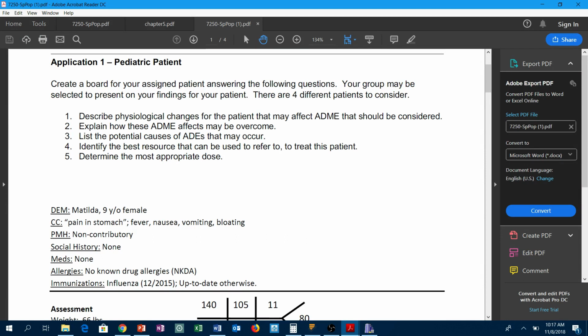So describe the physiological changes for the patient that may affect ADME that should be considered given the diagnosis and the treatment. What's like the main chapter? 5 or 22? That one is in 23. 23? Because there's also 22 and 23. We're supposed to read 22. I didn't read 22. I didn't open 23.